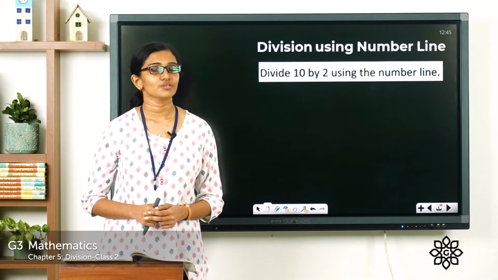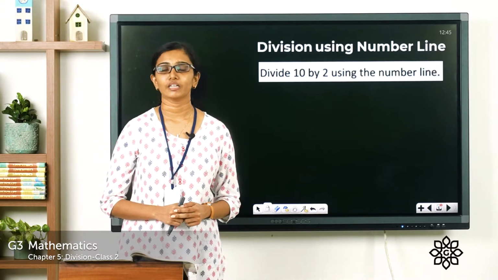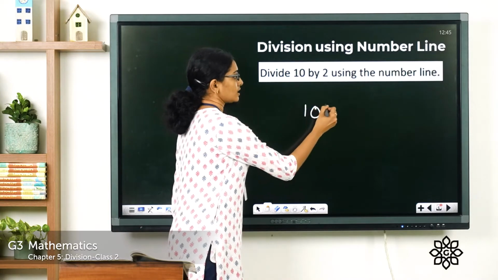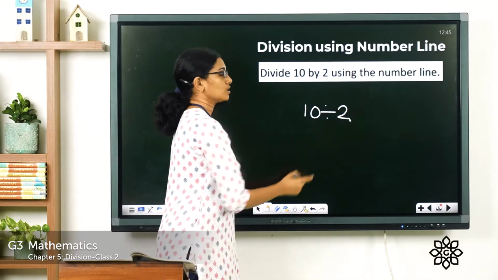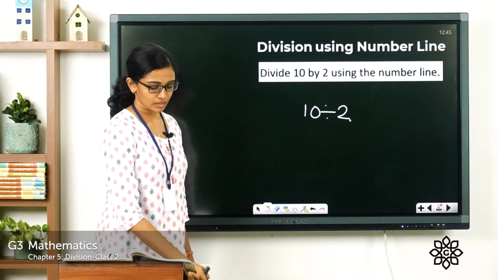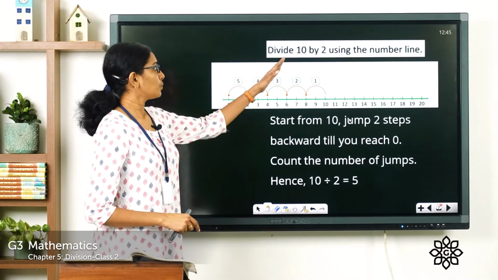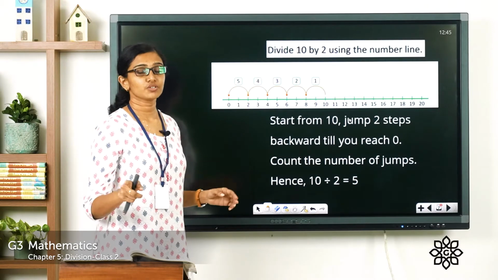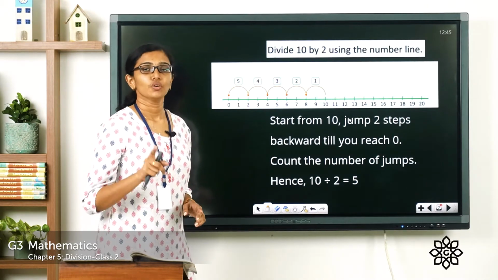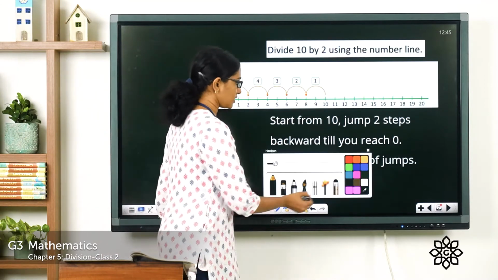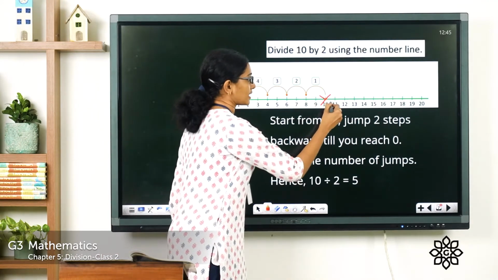Divide 10 by 2 using the number line. So how do we do this? Our question is to do 10 divided by 2 using the number line. See, you have a number line here, and where is our starting point? You are asked to divide 10 by 2. So you stand at the point 10. So right now you are standing at 10.